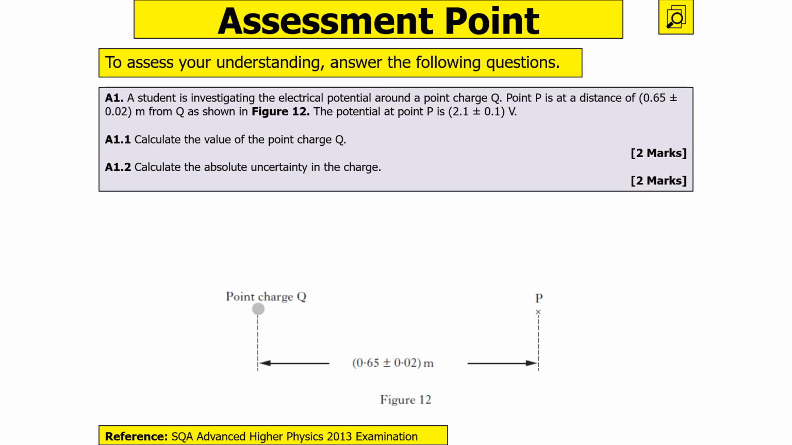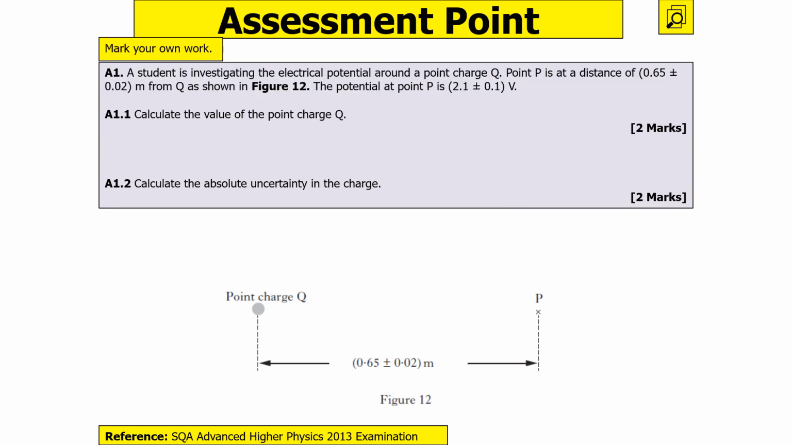The next question says, a student is investigating the electrical potential around a point charge Q. Point P is at a distance of 0.65 plus or minus 0.02 meters from Q as shown in the diagram. The potential at point P is 2.1 plus or minus 0.1 volts. Firstly, calculate the value of the point charge. Then secondly, calculate the absolute uncertainty in the point charge. So pause the video now, then unpause the video when you want to go through your answer.